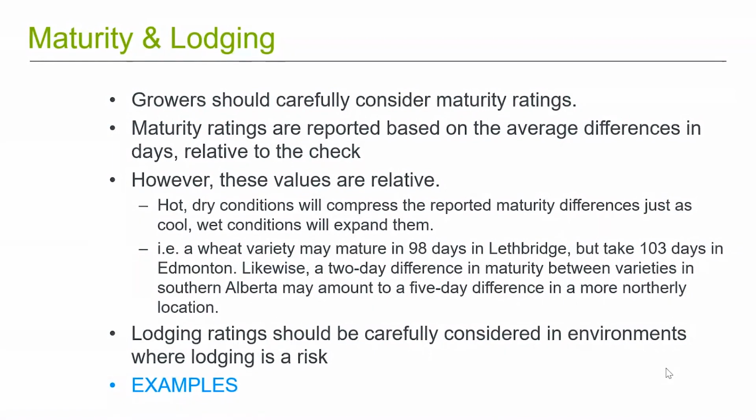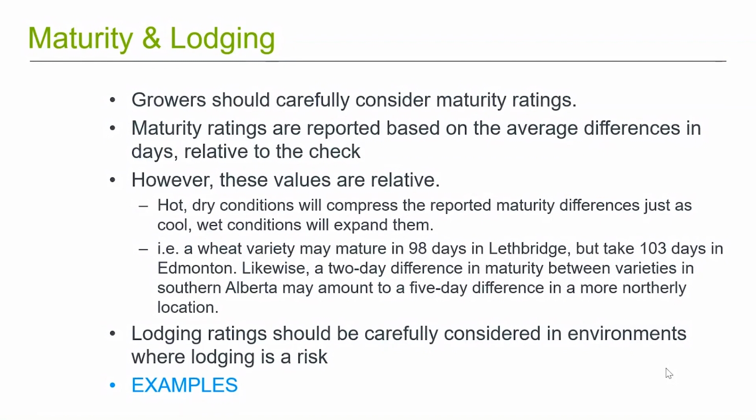So if you've got hot, dry conditions, drought conditions like what we had in 2021, and the seed guide says the variety will mature in 104 days, that drought stress might actually make it mature in 95 days if things are quite severe. On the flip side, if we have cool, wet conditions, instead of 104 days to mature, it's going to mature in 108 days or something along those lines.